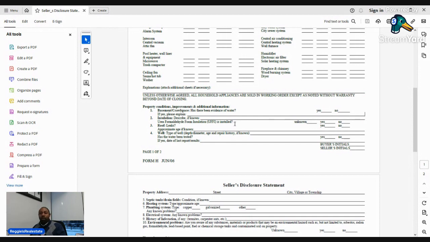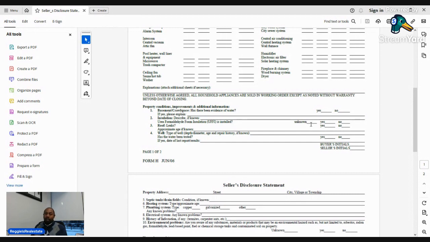Insulation. They want you to describe the type of insulation that you have. If there's formaldehyde insulation in the property, you want to check yes, no, or unknown. And to be honest, most people don't know what type of insulation is in their home if they never actually had any type of insulation blown into the property or installed.